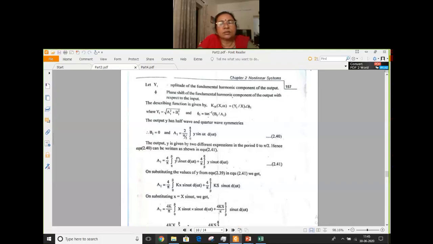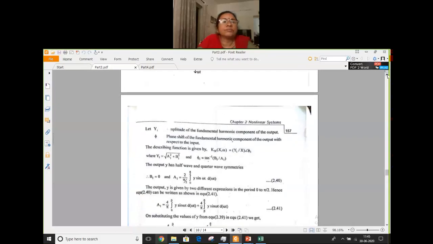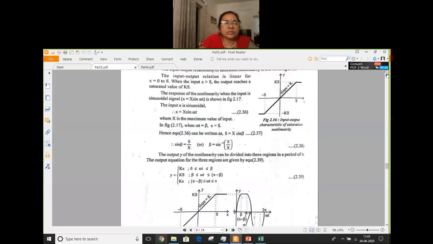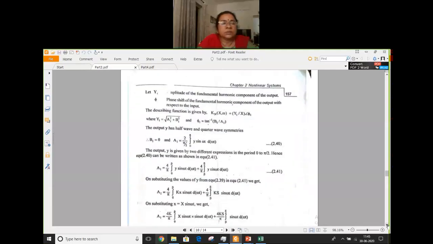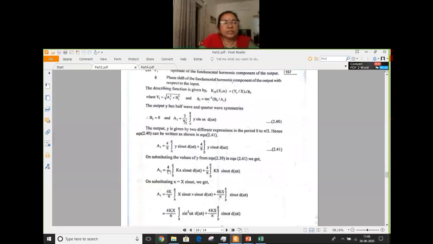Here you are replacing y. What is the value of y? From 0 to beta it is kx. From beta to pi minus beta it is ks. From pi minus beta to pi it is kx. So this equation you have to replace by y. Here, instead of y, you have put kx, and here, instead of y, you have put ks.